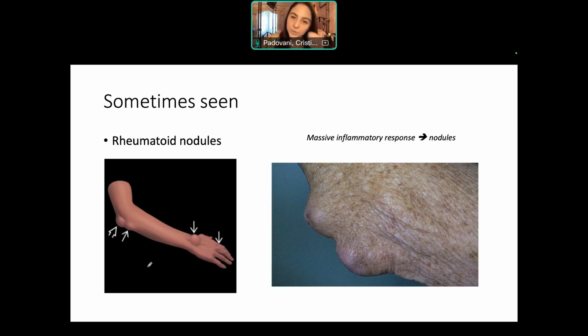Sometimes you can also see these rheumatoid nodules. A lot of the time you'll see them on the elbow.